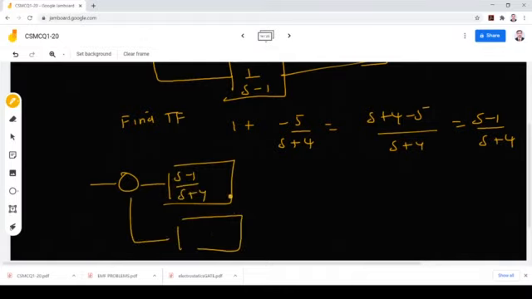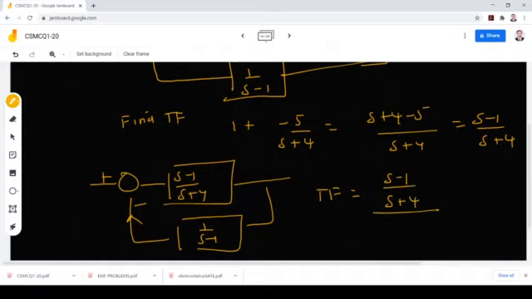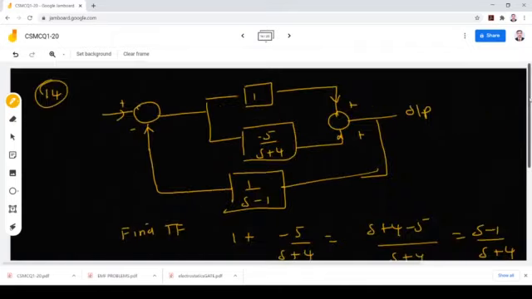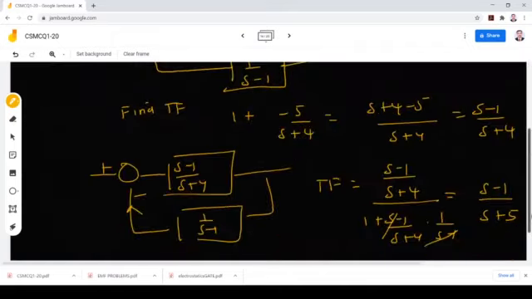Here we have 1 by s minus 1. Now the block diagram becomes like this. So it is simply a feedback system. So the transfer function is given by (s - 1)/(s + 4) divided by 1 plus (s - 1)/(s + 4) times 1/(s - 1). This will be cancelled. If I simplify, what I get is (s - 1)/(s + 5). So the answer is (s - 1)/(s + 5).